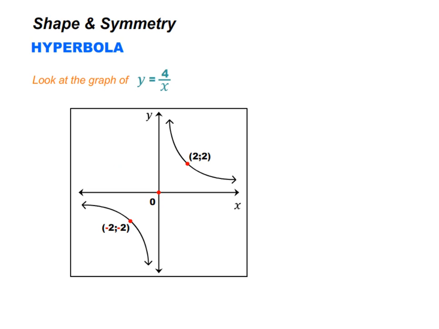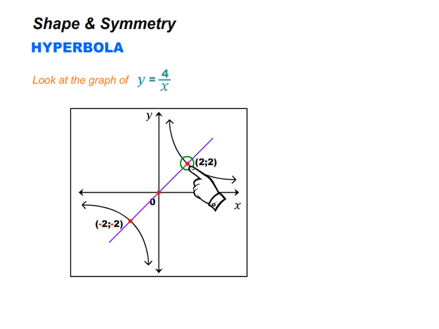Let us now have a look at hyperbola. Look at the graph of y is equal to 4 over x. Let us draw a straight line that passes through this point, the origin, and this other point. Our straight line should look like this.